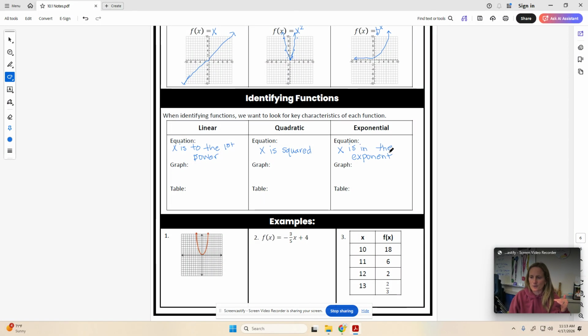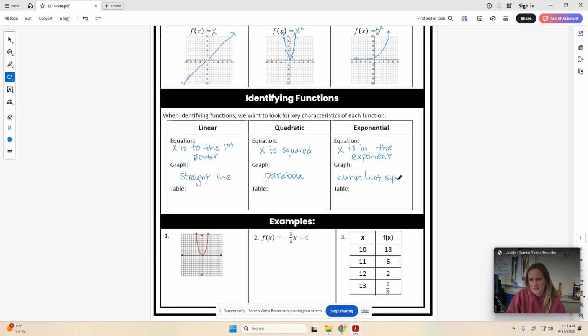And that lets us know we're going to see that sharp curve up or down. The graph of a line is pretty easy because it's a straight line. The graph of a quadratic function is always going to graph a parabola. Parabolas are symmetric. And exponential functions are always going to graph a curve that is not symmetric.